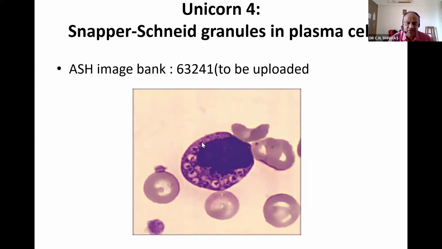These were beautiful plasma cells which showed Snapper's neat granules in the plasma cells, and it was to be uploaded to the ASH image bank, which went through several reviews because they wanted us to make sure that we gave them the proper documentation of the reference. There were only 2 references worldwide, which we had to ask the authors to give and try to upload it in the ASH image bank.